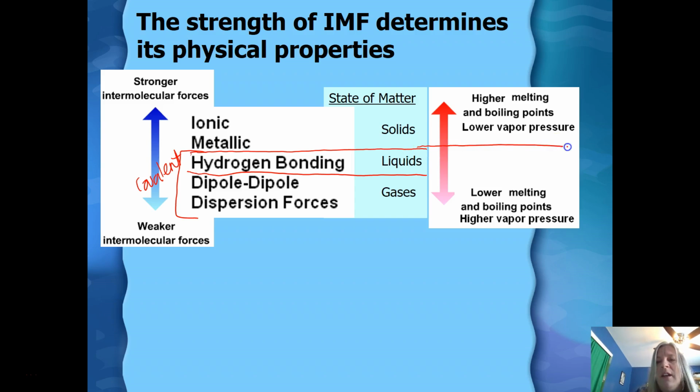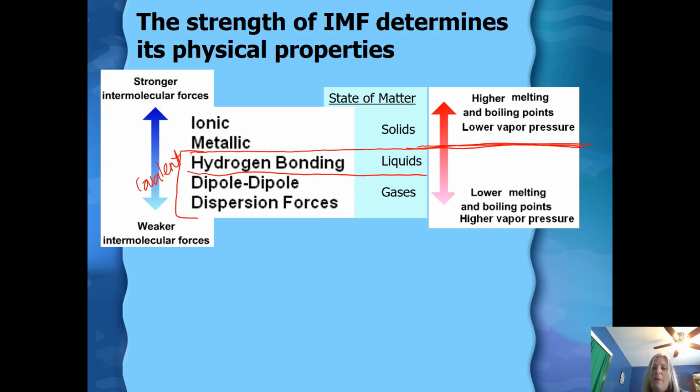and we're going to cut it right here. We're going to say that ionic and metallic have high melting and boiling points, right, and low vapor pressures, vapor pressure being the exact opposite of melting and boiling point, and that anything with hydrogen bonding, dipole-dipole, or dispersion forces are going to have low melting or boiling points.